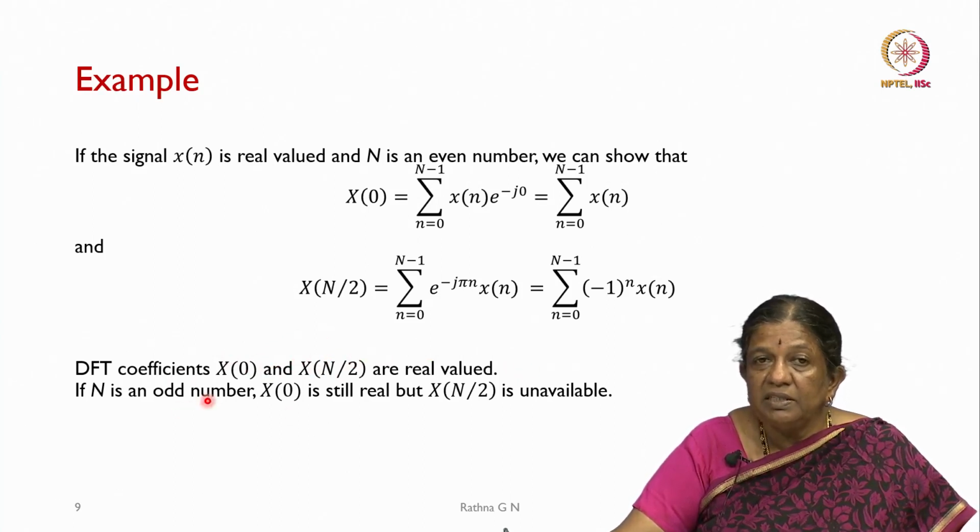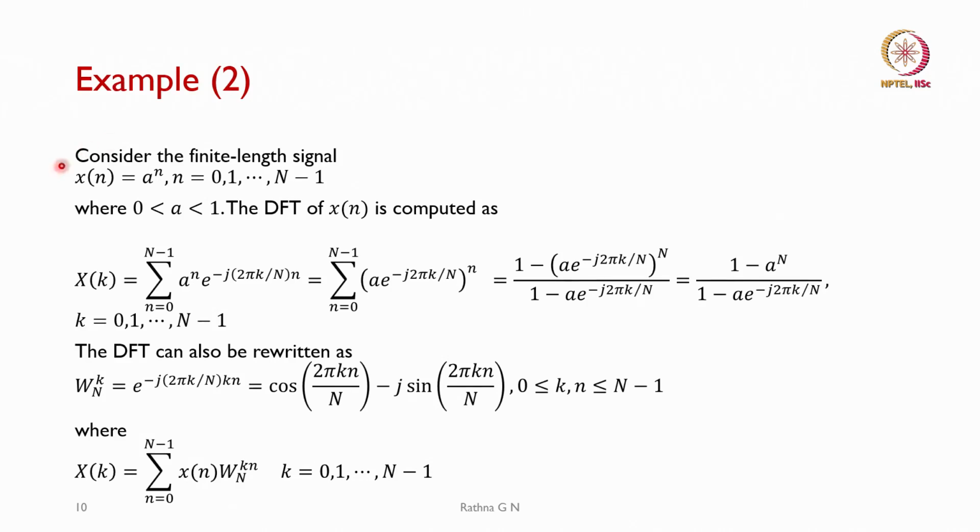So, if N is an odd number, X of 0 is still real, but X of N by 2 is not available. Now, we will consider a sequence or signal of finite length, which is given by x of n is equal to a power n, n varying between 0 to N minus 1, and a is between 0 and 1. Then the DFT of x of n is computed as X of k, substituting x of n with a power n, and then we have e power minus j 2 pi k by N into n.